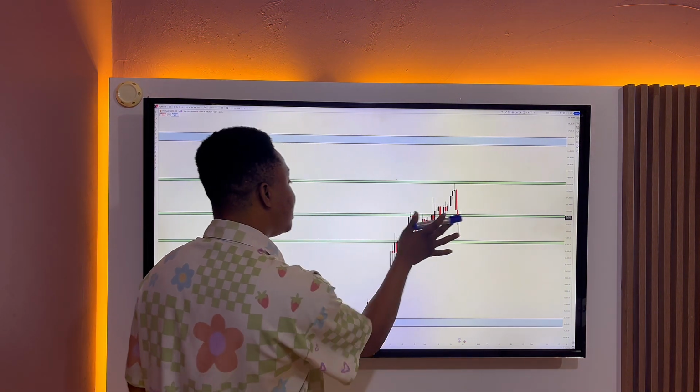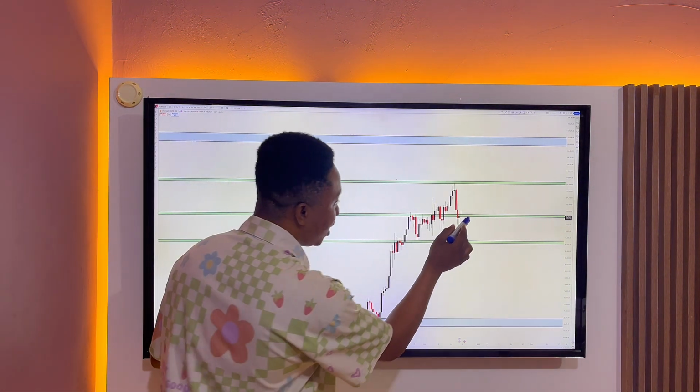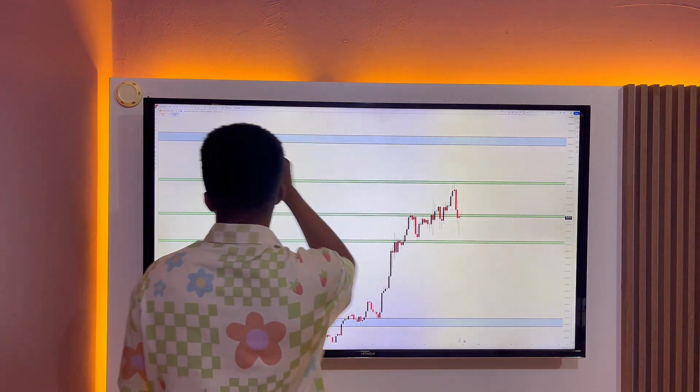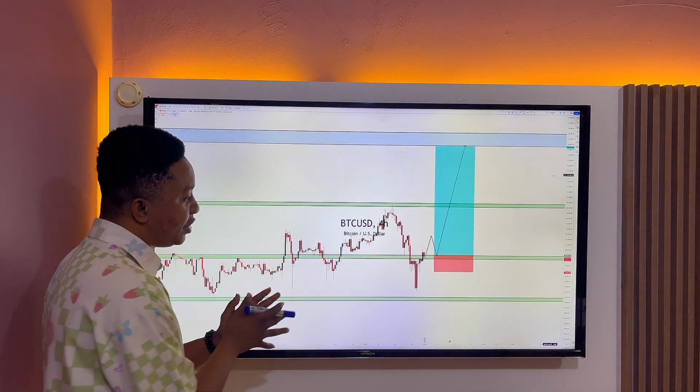So BTC USD, let's take it all the way to the 4-hour time frame and look for entry here to the upside. All right, so this is BTC USD on the 4-hour time frame.